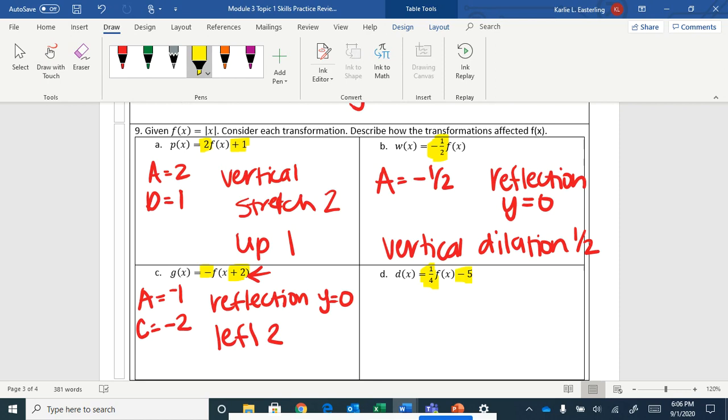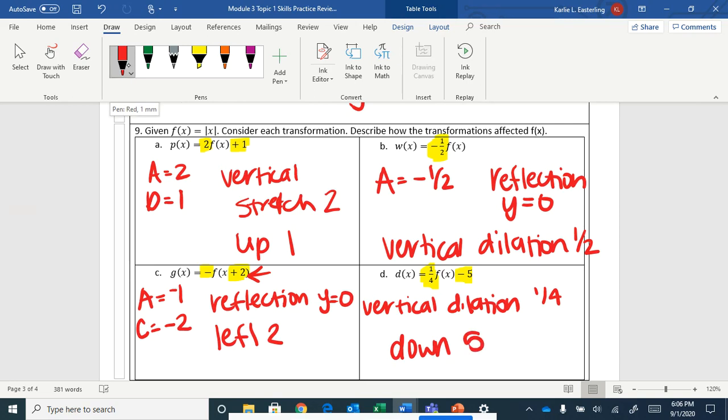And then finally with D, we're looking at that 1/4 and that -5 outside. So again, here we have a vertical dilation. And that was when we would get wider, and that was by a factor of 1/4 here. And we would go down 5. That's our D value. So I'll put up here A equals 1/4, and D is -5. And so that D value takes us up or down. And those A values, that's really, I think, where most people are struggling with the vertical dilation, vertical stretch, and then the reflection there. So that would be a very good thing to look over right before your test.